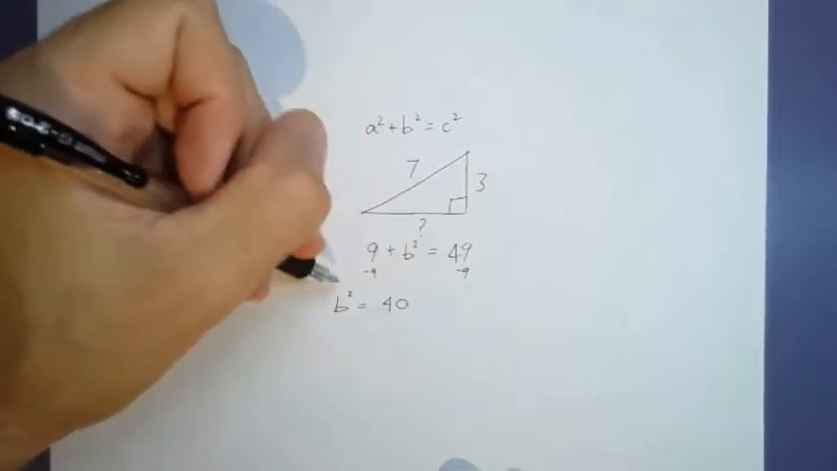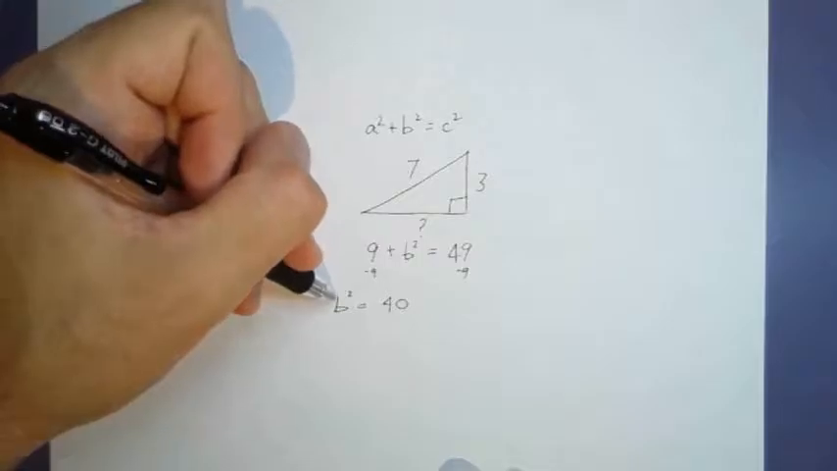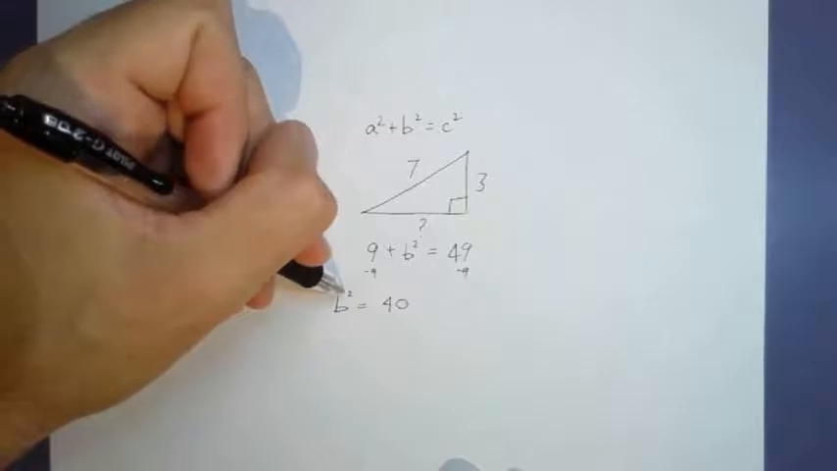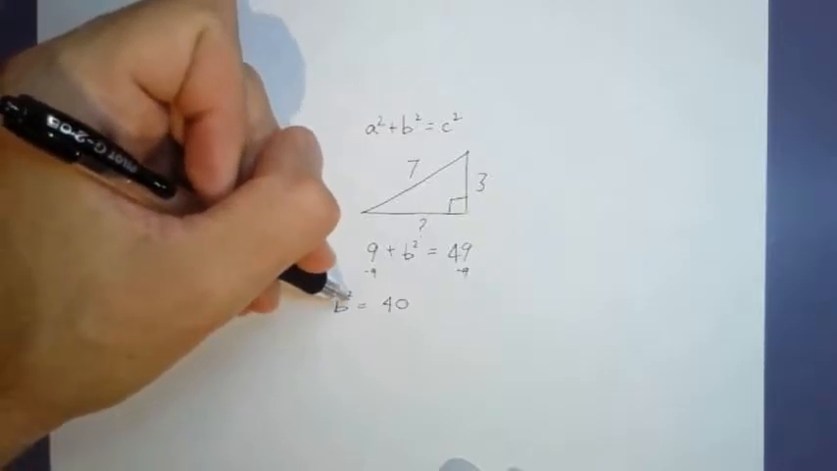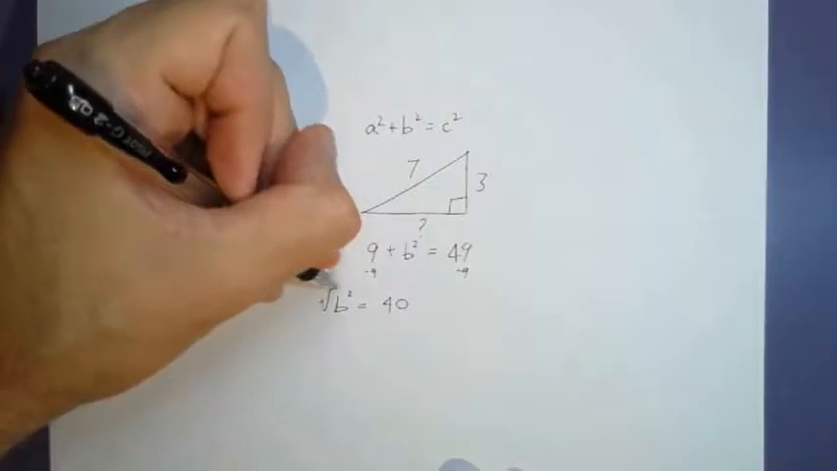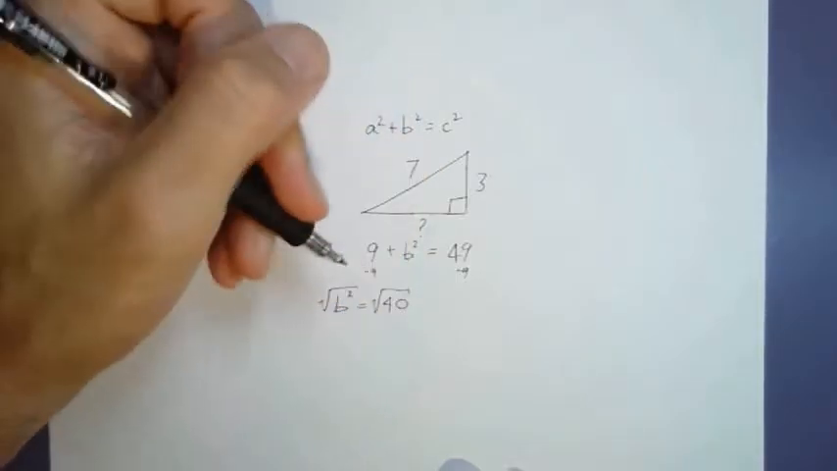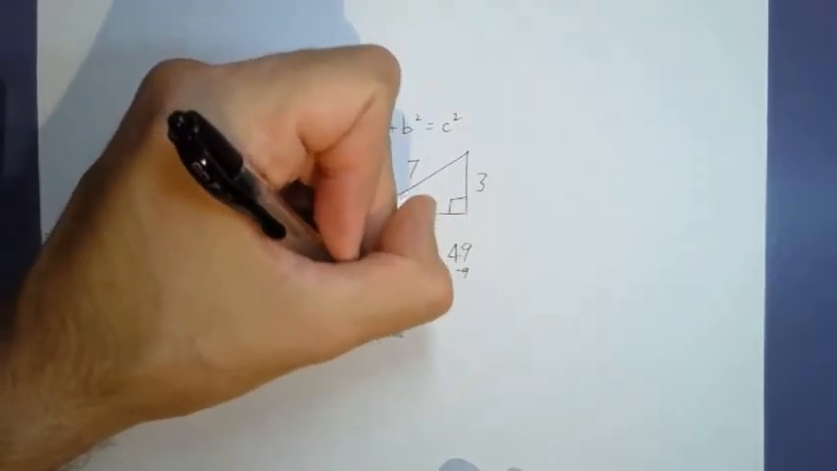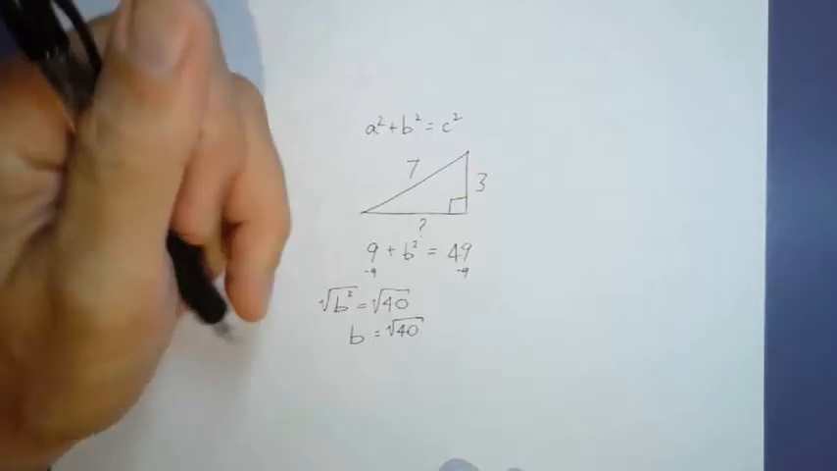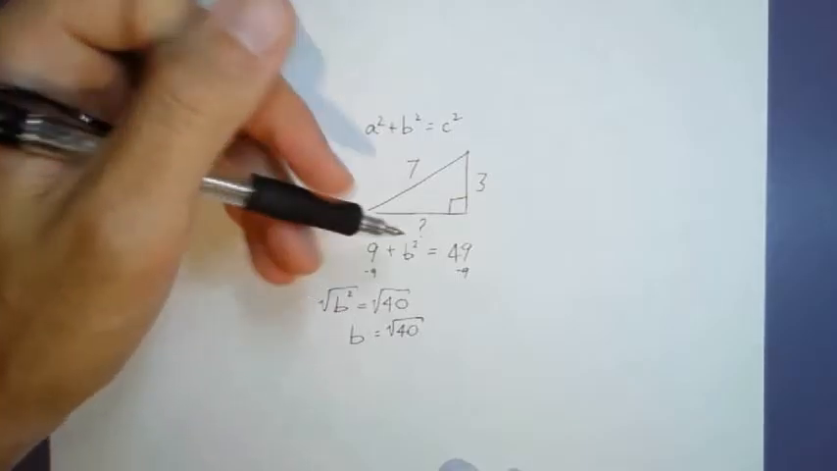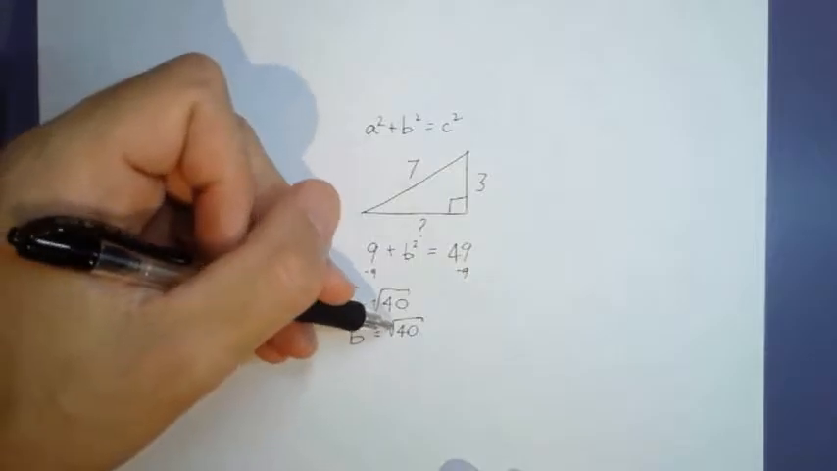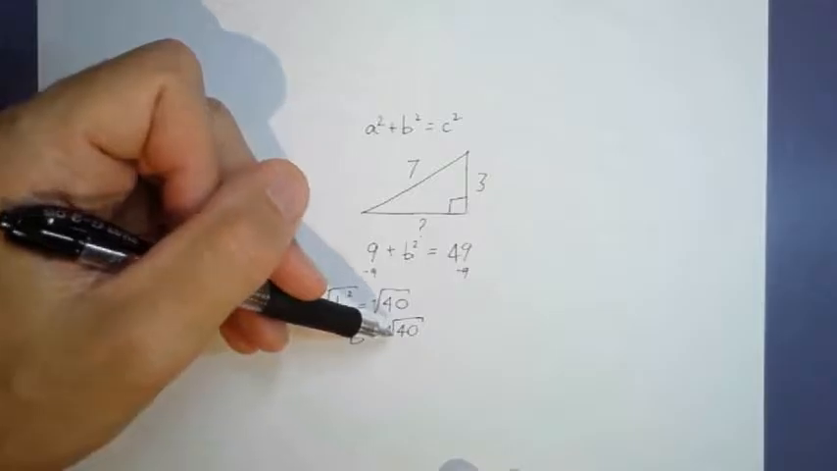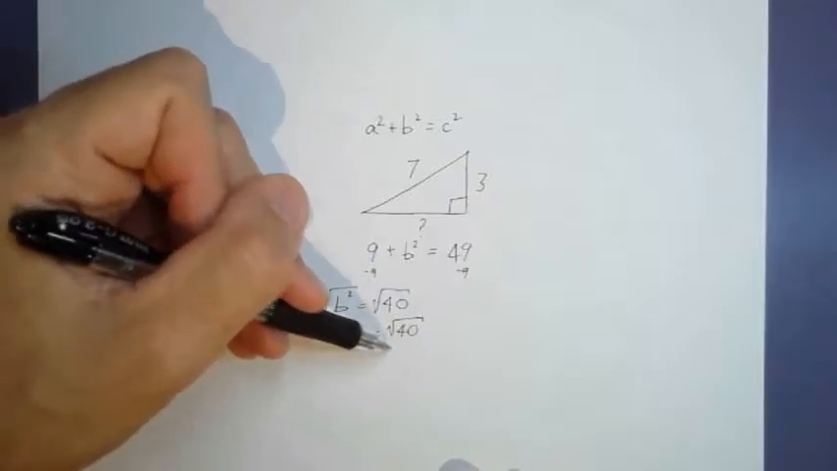To keep solving this problem, we need to remember what the inverse of squaring is. To get rid of squaring, the other side of squaring is taking a square root. So we take the square root of both sides. And that gives us b equals the square root of 40. Now, is this in simplified radical form? Well, we need to recognize whether 40 is a perfect square and can be reduced, or does 40 have factors that are perfect squares.